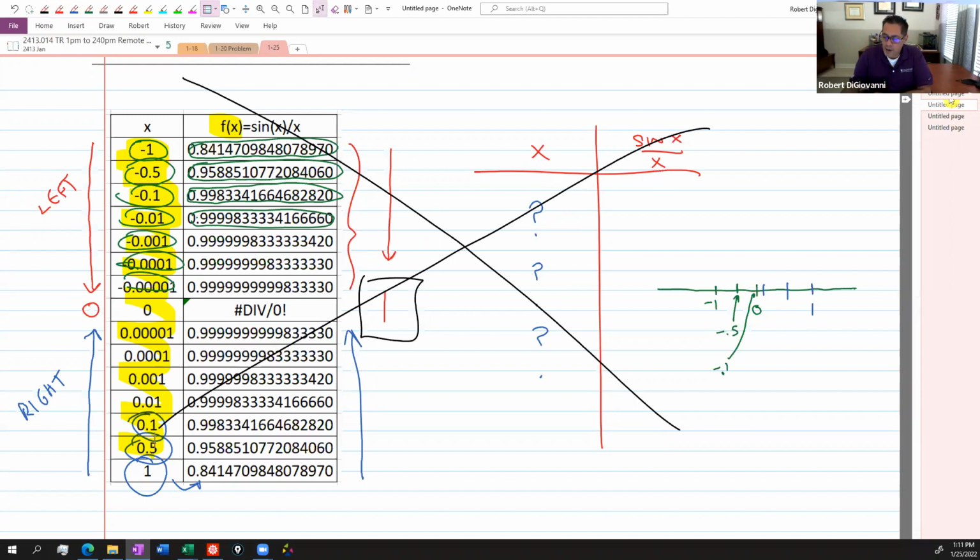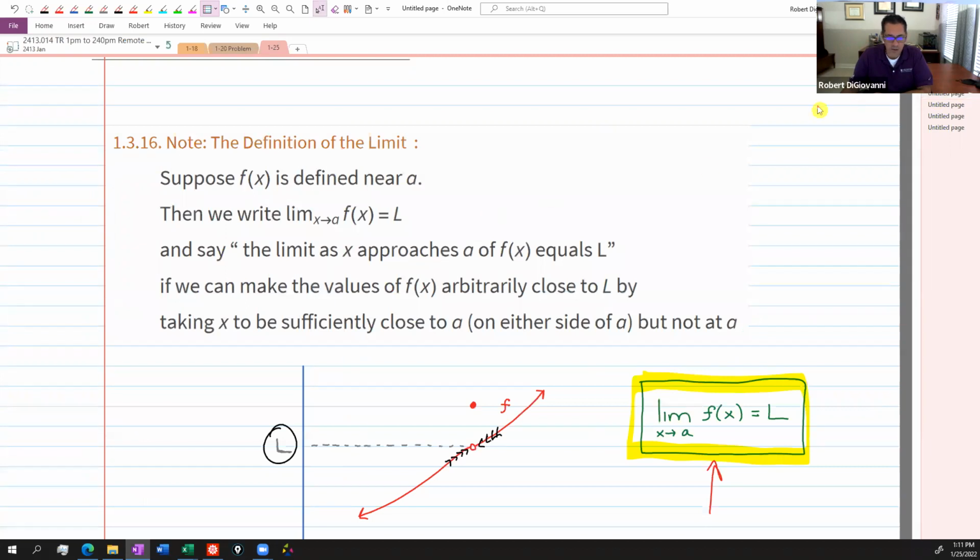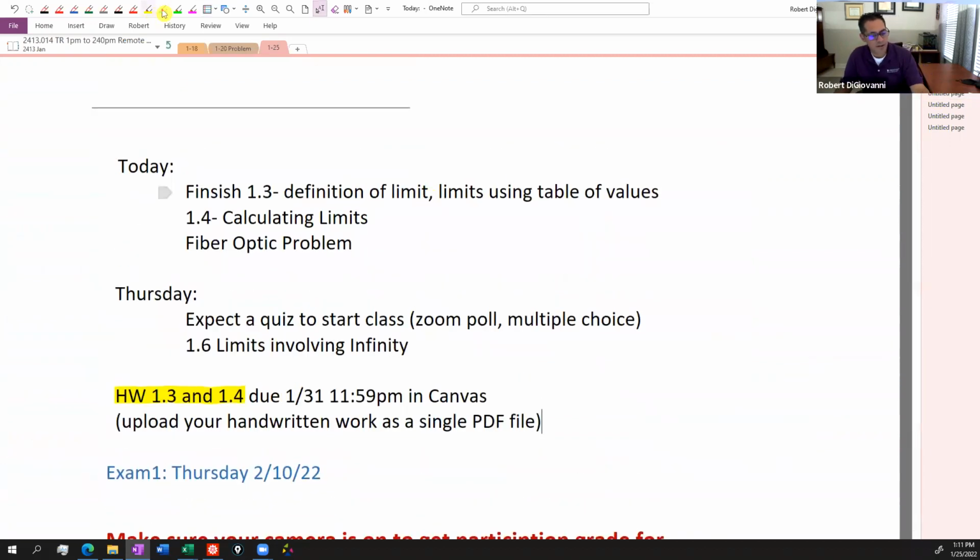All right, that pretty much covers 1.3. The definition, I think we're clear, I hope. We're clear on the idea of what the notation means, that it has to be left and right, and then how we use a table of values to find limits.